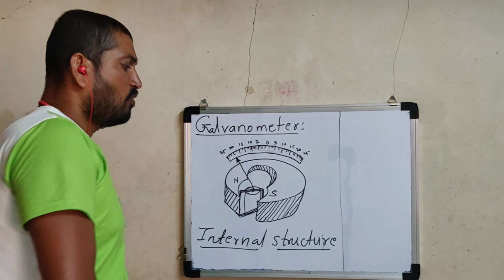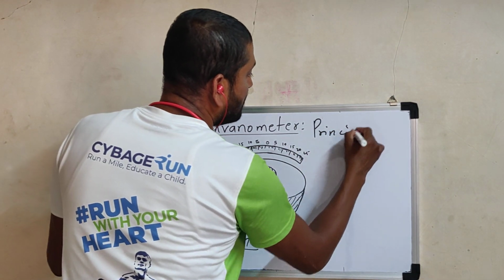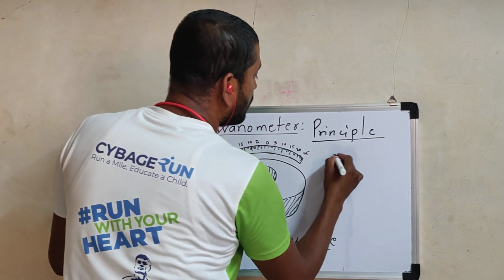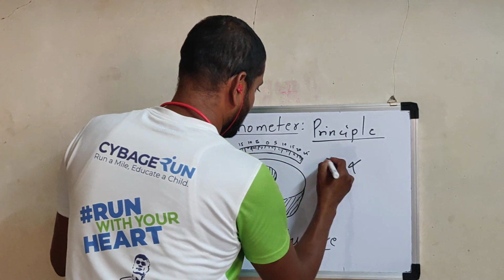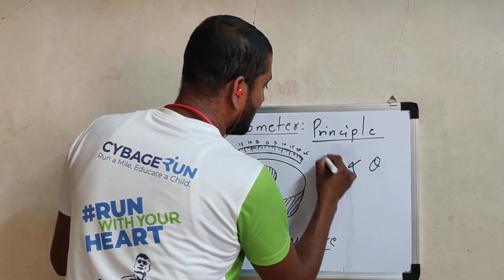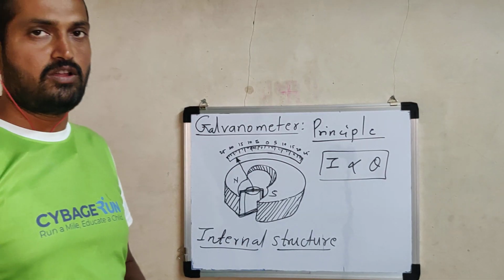Number two, principle. What is the principle of this device? It works on the principle that the current flowing through its coil is directly proportional to the angle of deflection. This is the working principle of this galvanometer.